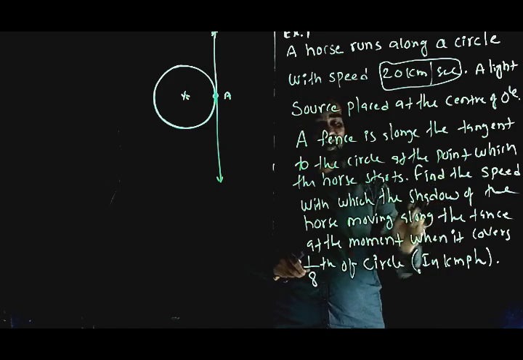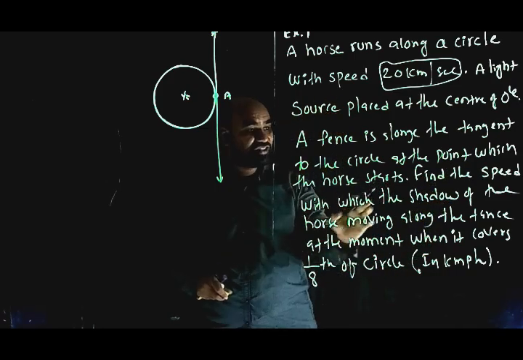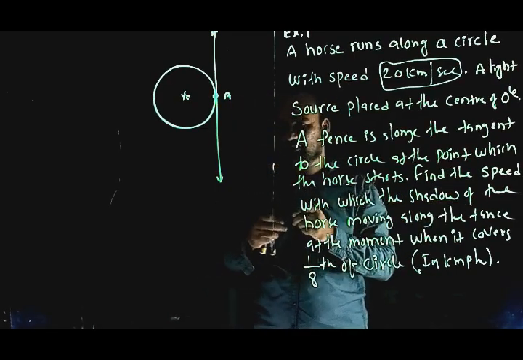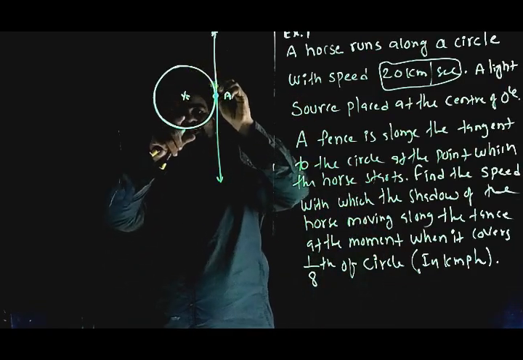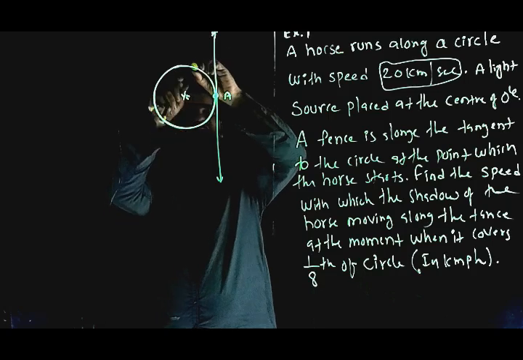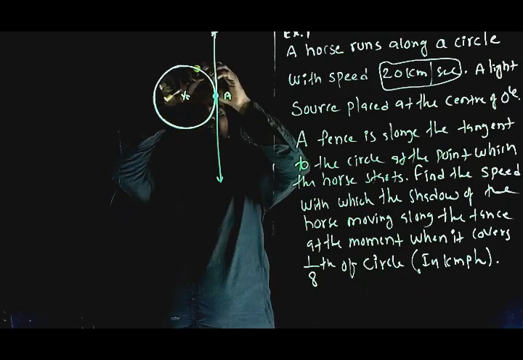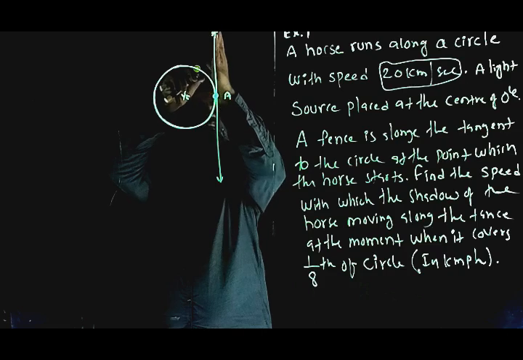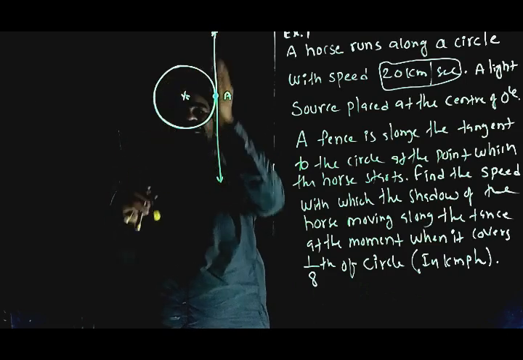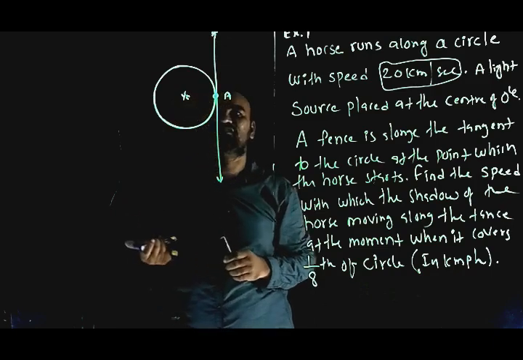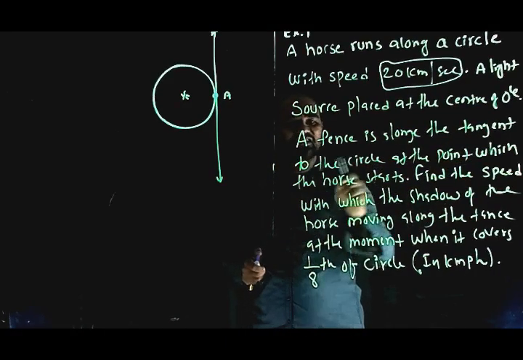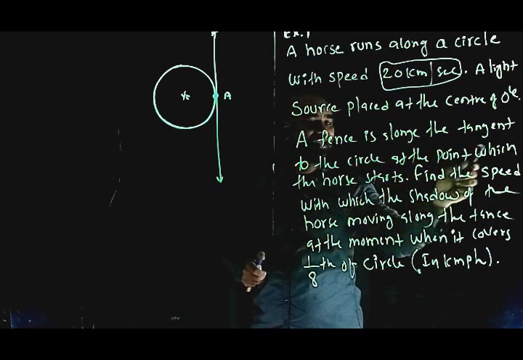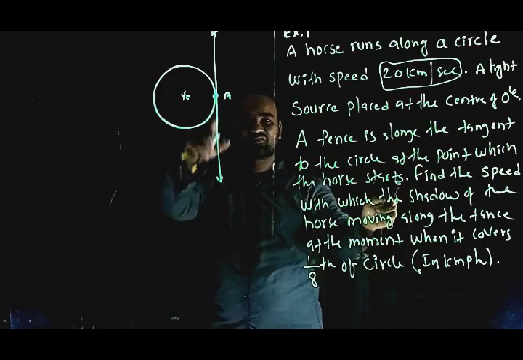Find the speed with which the shadow of the horse moves. See here, the horse is traveling like this. While the horse is traveling, the light source is here. Automatically, the shadow of the horse will fall on this fence or wall. At what rate is the shadow changing? That we should find now.